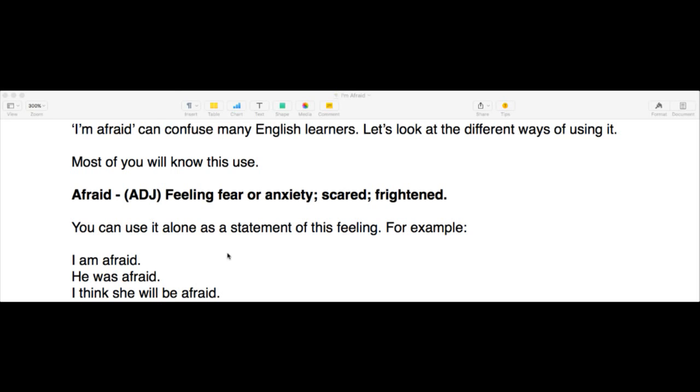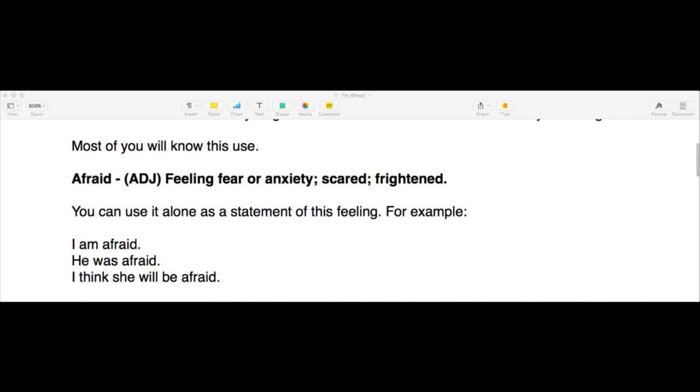Right now, I am afraid. I'm scared. He was afraid. So that's in the past tense. He was afraid. And in the future, I think she will be afraid. Okay? So we can use it just as a statement. So far, this is very easy. Right? This is how we know to use the word afraid.